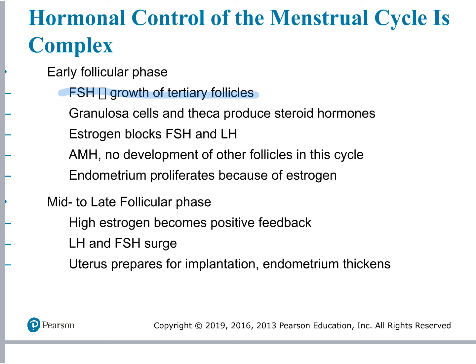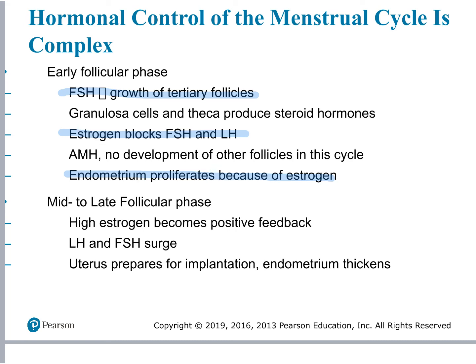These follicular cells start producing estrogen and progesterone. As estrogen levels rise, it's going to block FSH and LH. So as estrogen increases, FSH and LH levels will start to decrease. And this is all to help prevent too many follicles from developing at the same time. And then the endometrium of the uterus starts to build up because of this initial elevation of estrogen.